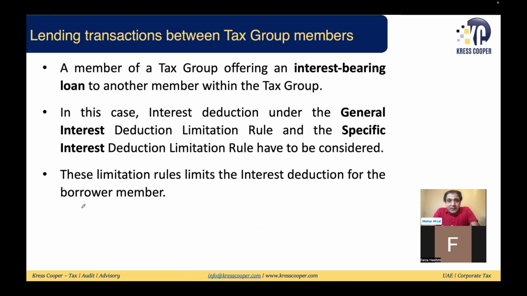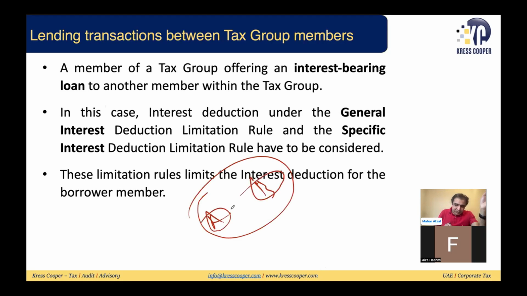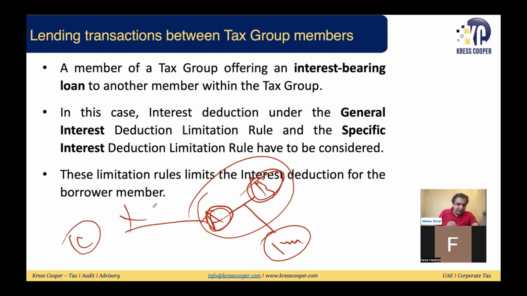The special rules have been given for intra-group loans. This is the group: company A, company B. There is a possibility company A has given a loan of 1 million to company B. If A has given a loan to C, which is out of the group, a third party, it will always be at market value. It will not have any impact on A's income.